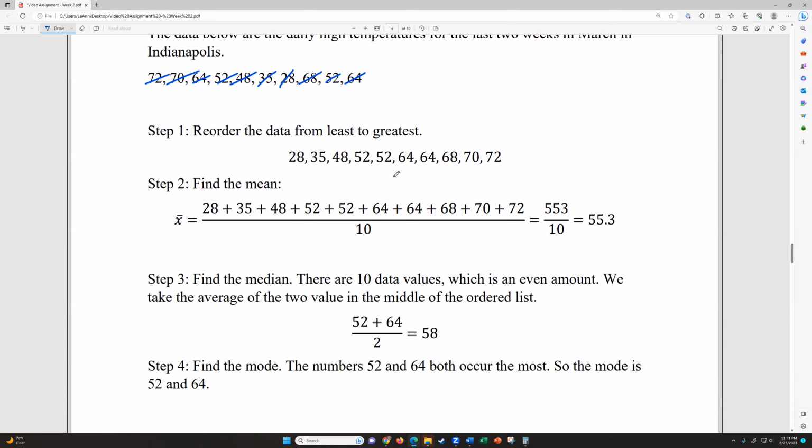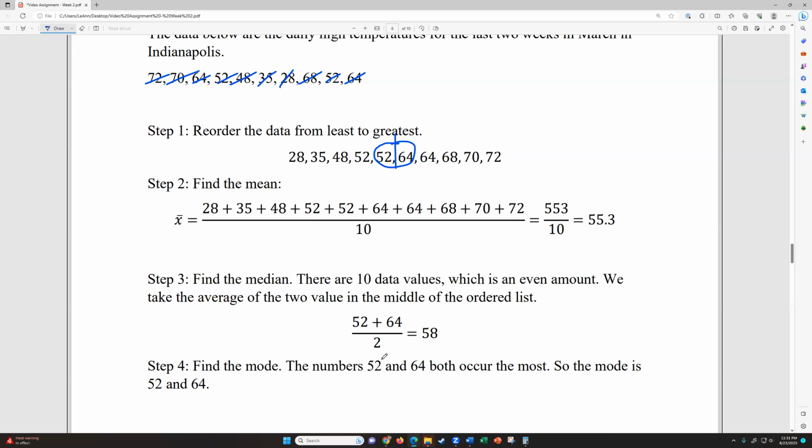Find the median. Because this is an even set of values, there's 10 values. The 5th and 6th position, if you think about drawing a line between those, there are 5 numbers to the left of this, 5 numbers to the right of this. So the middle is between these two. We add them together and divide by 2 to find the value exactly halfway between 52 and 64. So that would be a 58. So the median, when you have an even set of data, may not be a value in the data set. It might be the value in between the 2 numbers.